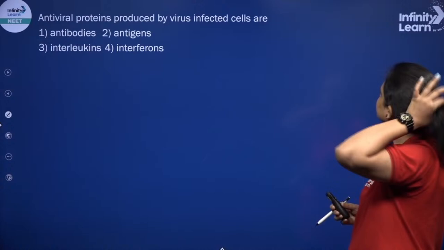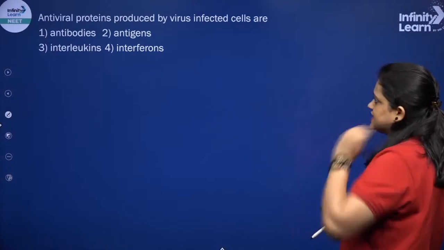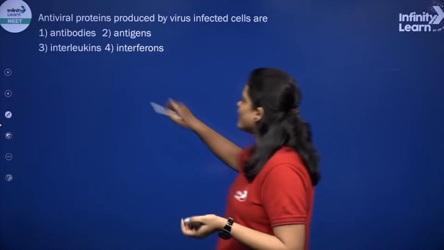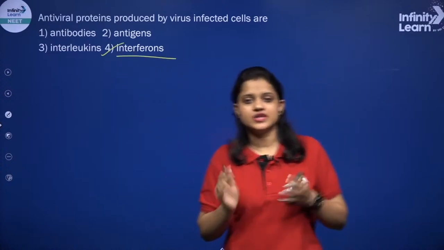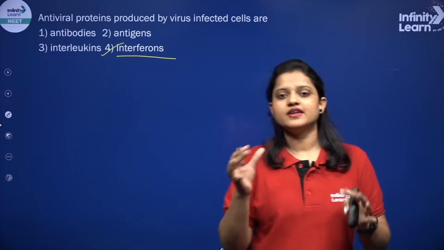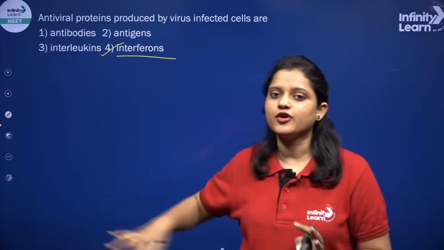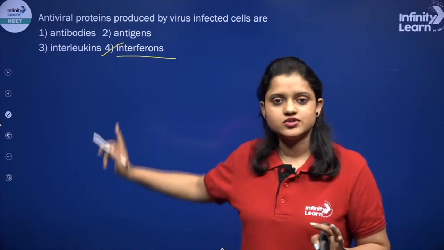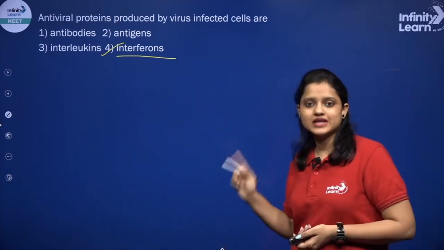Next question. Antiviral proteins produced by virus infected cells are interferons. So what are interferons? Interferons are the chemicals released by the virus infected cells that will prevent the normal cells from further viral infection. So these are very important. Interferons are the antiviral proteins. Okay.